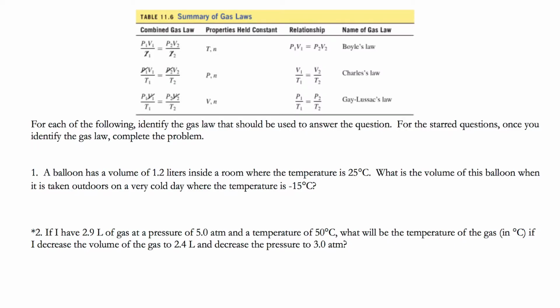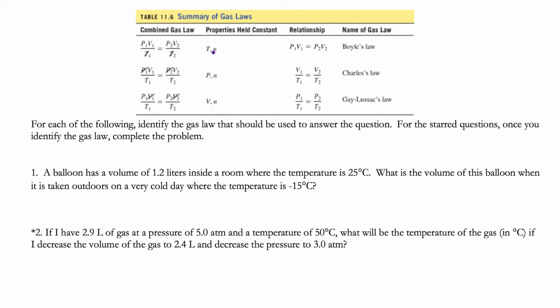So we have now talked about 4 different gas laws: Boyle's law, Charles' law, Gay-Lussac's law, and the combined gas law. Remember, when I am changing pressure and volume only, then I have Boyle's law. If I'm changing volume and temperature only, then I have Charles' law. And if I'm changing pressure and temperature, then I have Gay-Lussac's law. If all 3 variables are being changed, then I have the combined gas law.